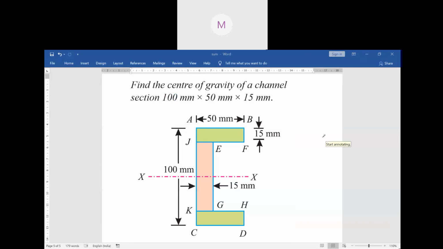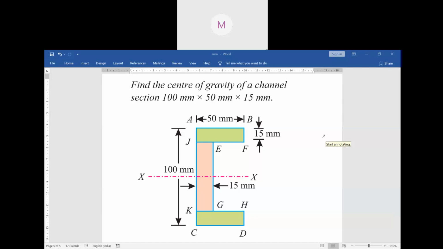So now if you pay attention, here how many figures are there? Beforehand we found out A1 and A2. Now here how many areas do we have to find out? 3. Good. You have to find out 3 areas. Now this is a C section or channel section. The dimensions are given.